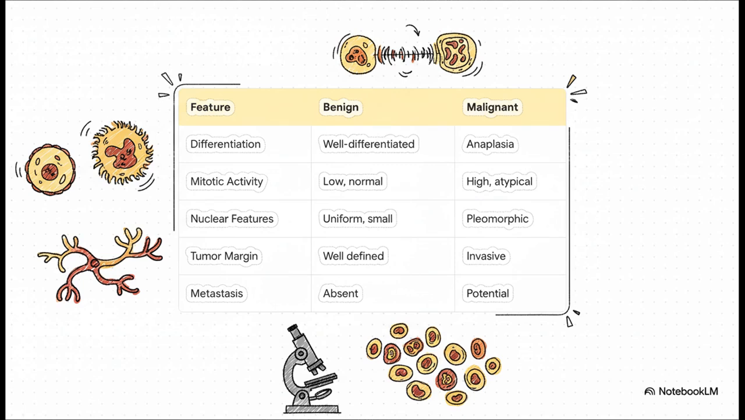Benign tumors are well differentiated, which just means they still look a lot like the tissue they came from. Malignant tumors, on the other hand, show anaplasia. That's a total loss of that normal structure. And just look at the nuclei. Benign cells are all uniform and small. Malignant cells are pleomorphic and hyperchromatic. That means they're a chaotic mix of different sizes with really dark nuclei. And, of course, the defining difference, metastasis. Benign tumors stay put. Malignant tumors have the terrifying potential to spread.